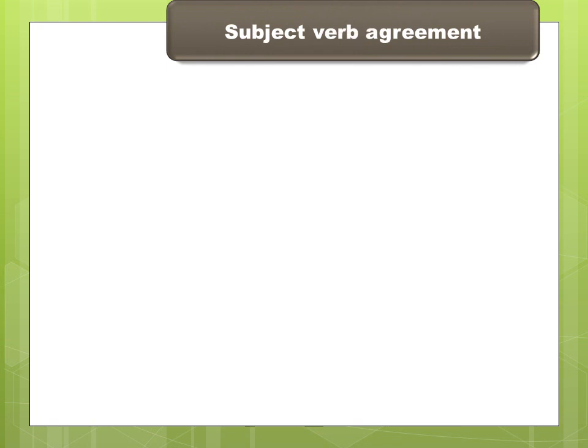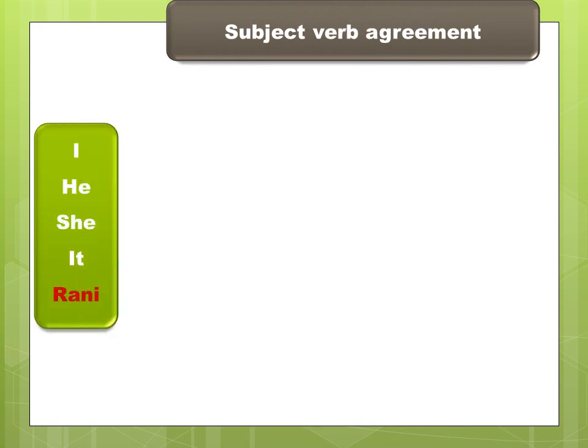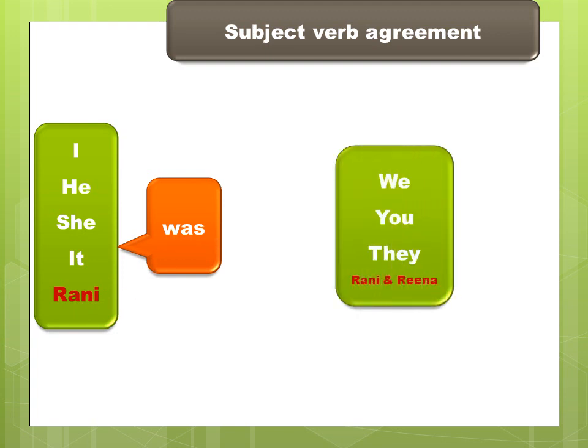Now let's understand the subject-verb agreement when we are using the pronouns I, he, she, it and the singular noun run. With the singular pronouns and nouns, we use the verb was, whereas when we use the plural pronouns or nouns, we use the verb were.